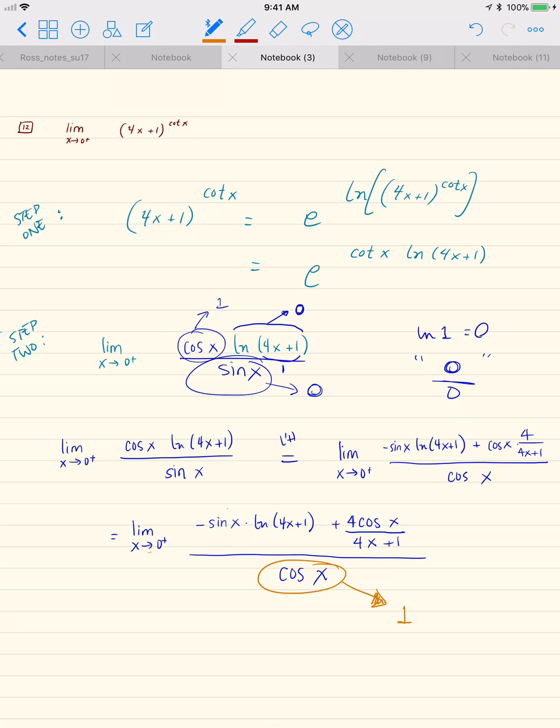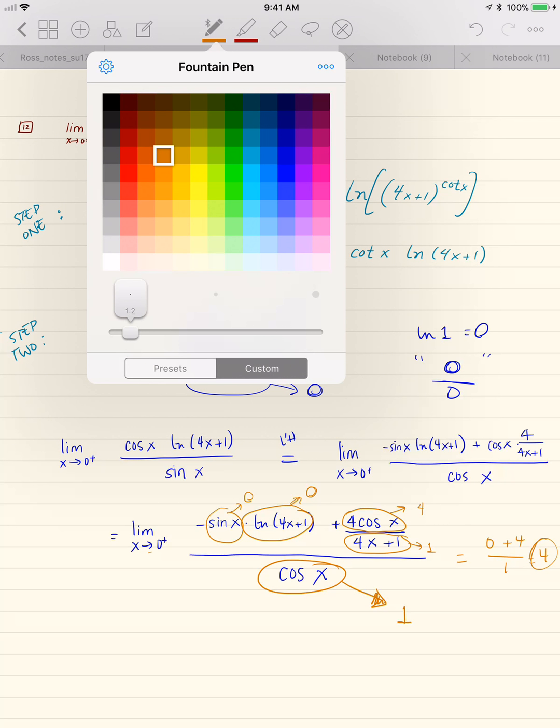Sine x is going to approach 0. Natural log of 4x + 1 is going to approach 0. Cosine x is going to approach 1, so 4 cosine x is going to approach 4. And 4x + 1 is going to approach 1. So we end up with this limit equal to 0 plus 4 over 1, which is just 4. Good. I'm really glad that we didn't have to apply L'Hopital's rule yet again.